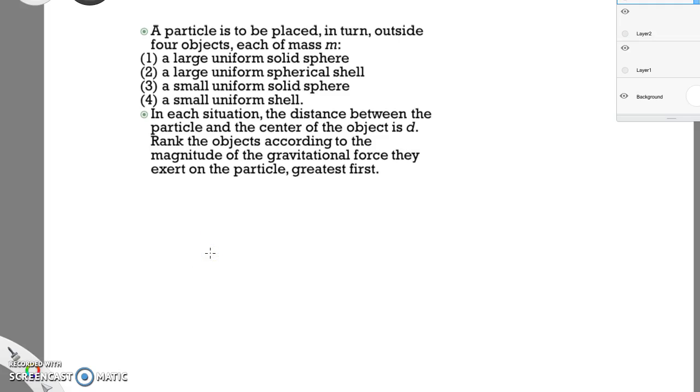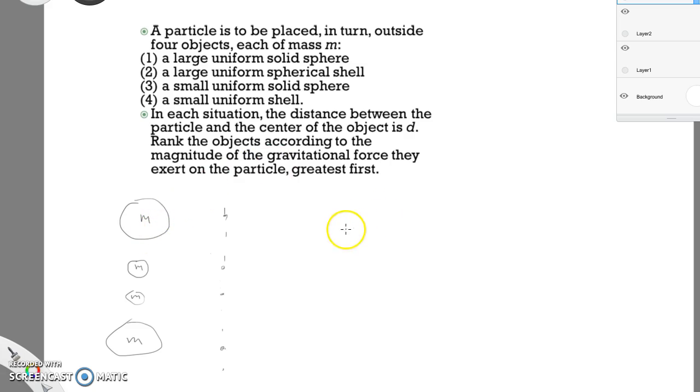Alright, we're going to start off with this question where we have a particle being placed outside of four objects that each have the mass m, which means each of these have the same mass. So one is a large uniform solid sphere, one is a spherical shell, we have a small solid sphere, and a small uniform shell. Okay, so we have all these objects, and for each of them the particle is the same distance away. Okay, and each of them has mass m.